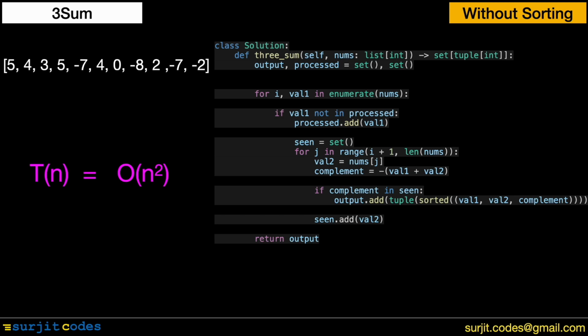Time complexity is again of the order of n squared because there is a loop over n within another loop over n. Space complexity of working memory is of the order of n, used by the hash sets in which processed or seen values are stored. Let us discuss the space complexity of output. In the worst case, there could be of the order of n squared distinct triplets.